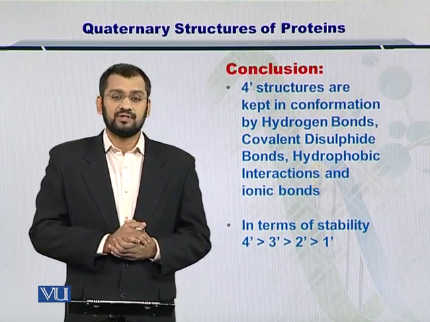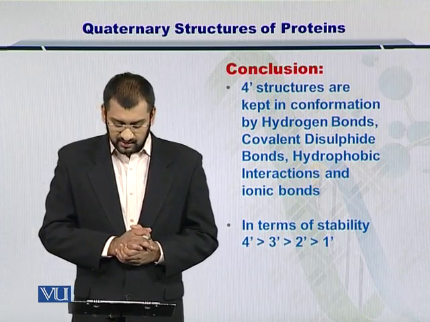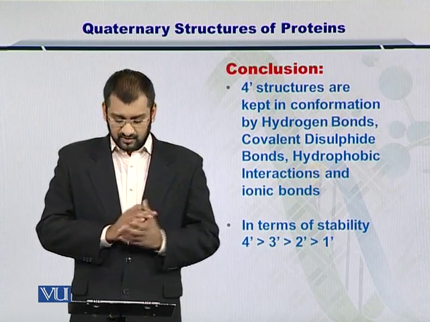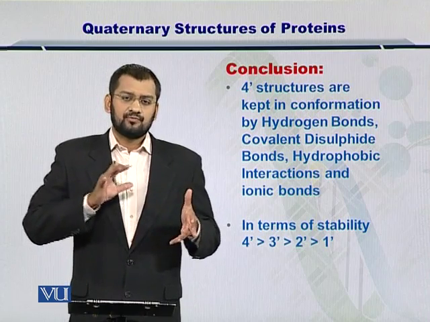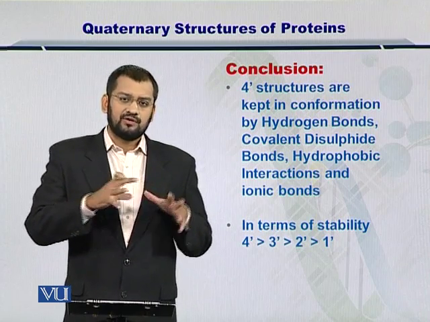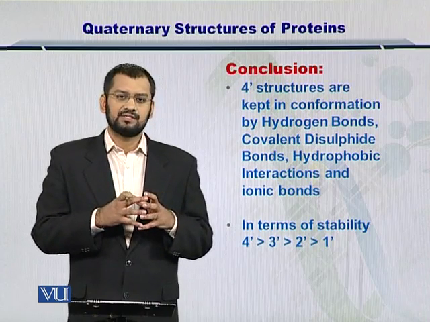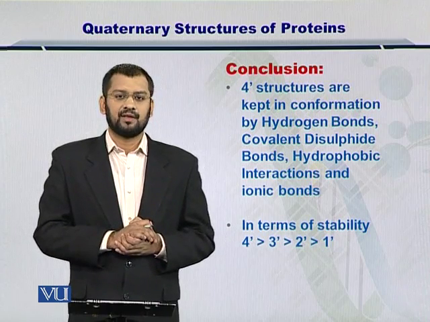So in conclusion, the 4' structures are formed as a result of hydrogen bond formations, covalent bond formations such as the disulfide bridges, electrostatic interactions, and of course the hydrophobic interactions as well. So these interactions force the monomeric polypeptides to take form and take shape as a single protein.